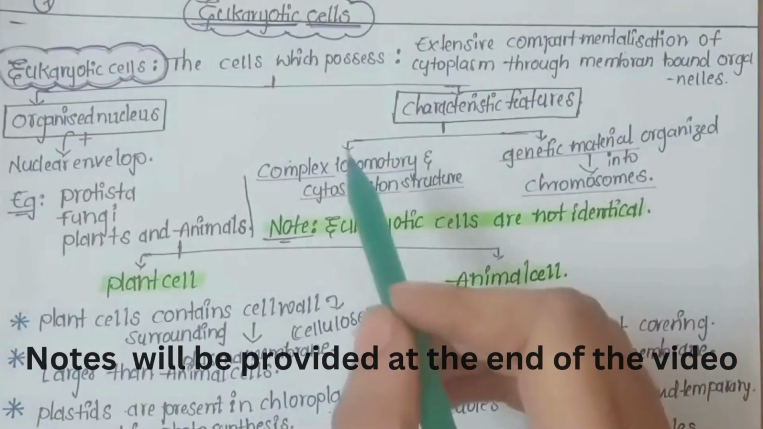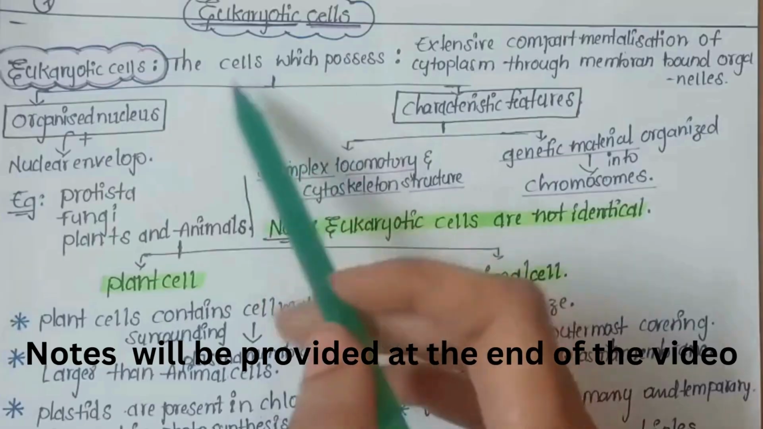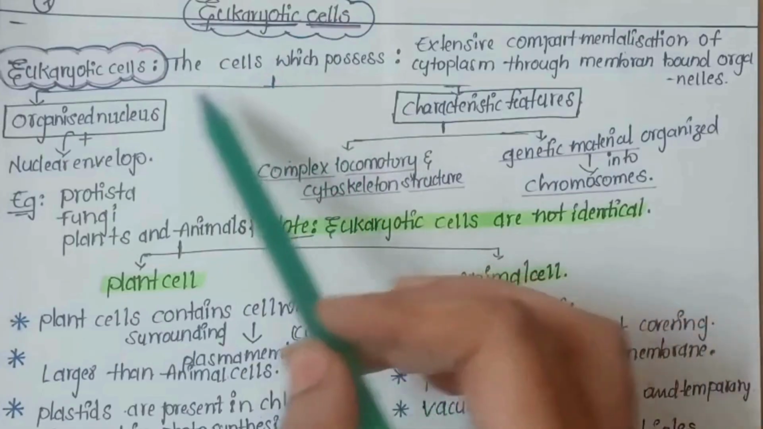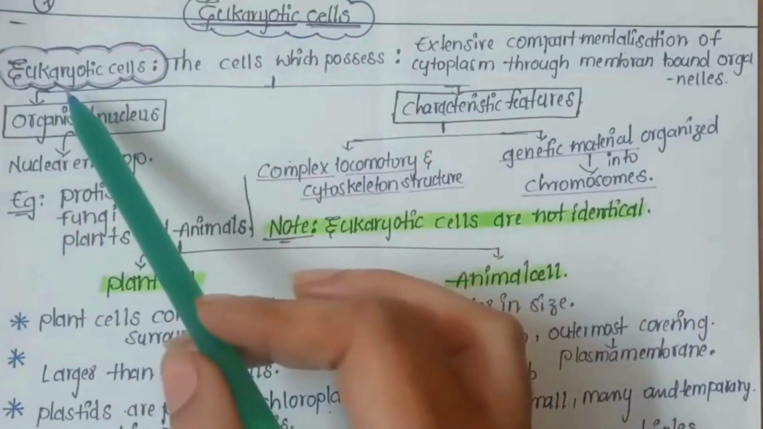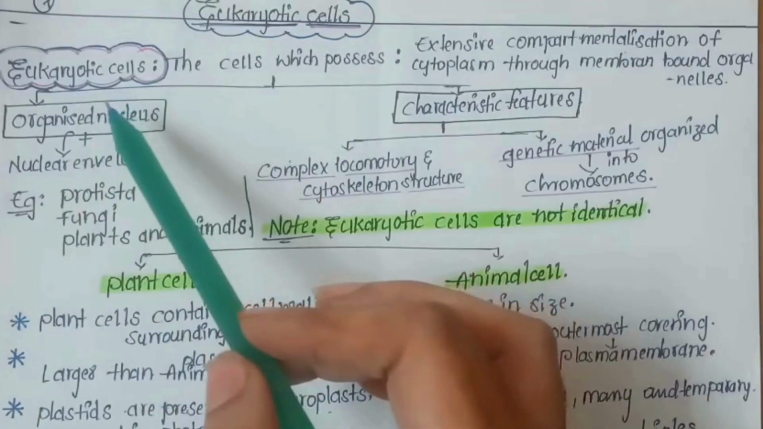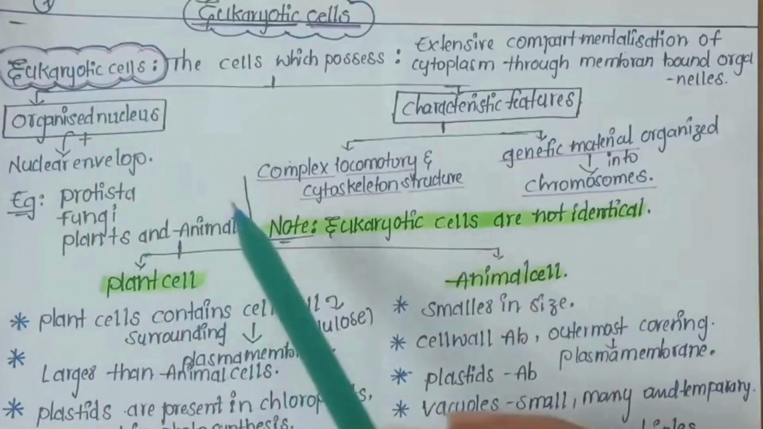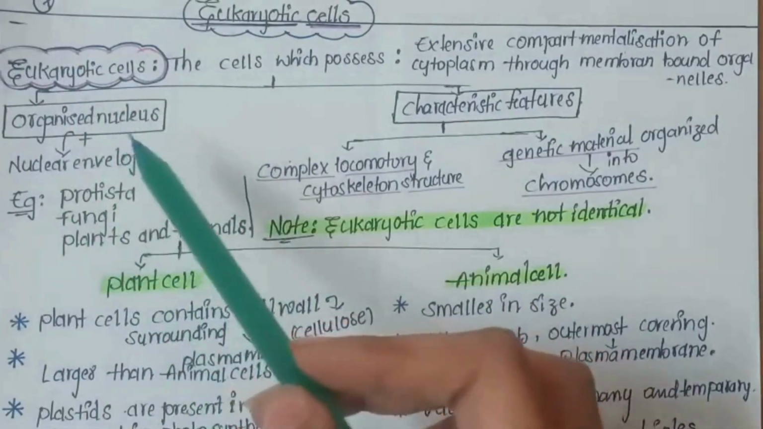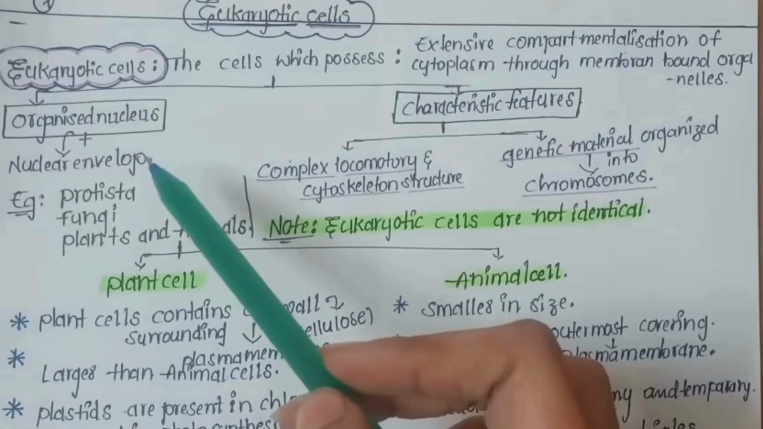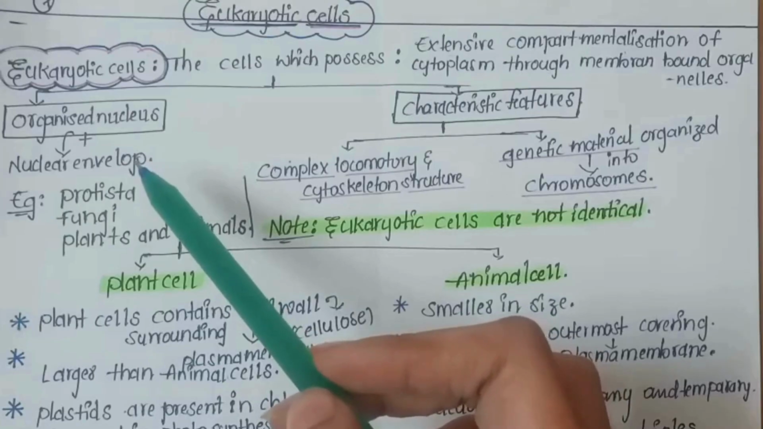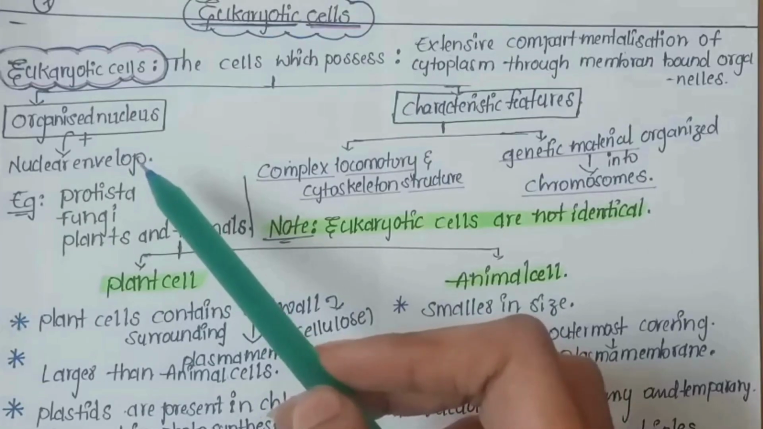Hello everyone, as we already covered prokaryotic cells, here we are going to cover eukaryotic cells in detail. Coming to the etymology of the eukaryotic cell, it is a Greek word where eu means true and karyon means nucleus, as it contains a true nucleus and membrane-bound organelles like endoplasmic reticulum, mitochondria, vacuole, lysosomes, Golgi apparatus, etc.